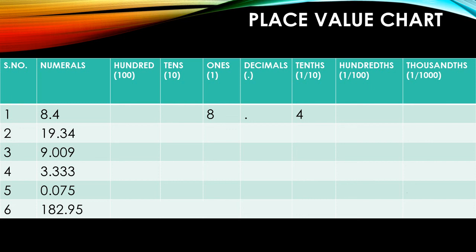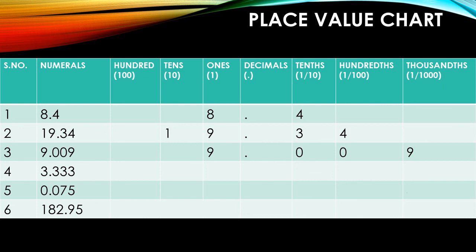19.34. Write 9 in ones place and 1 in tens place. Then write the decimal sign in the decimal column. Then we write 3 in tenths place and 4 in hundredths place. Question number 3. 9.009. See, 9 is a 1 digit whole number. So write 9 in ones place. Then write the decimal sign in the decimal column and write 0 in tenths place. Again 0 in hundredths place and 9 in thousandths place. Question number 4.